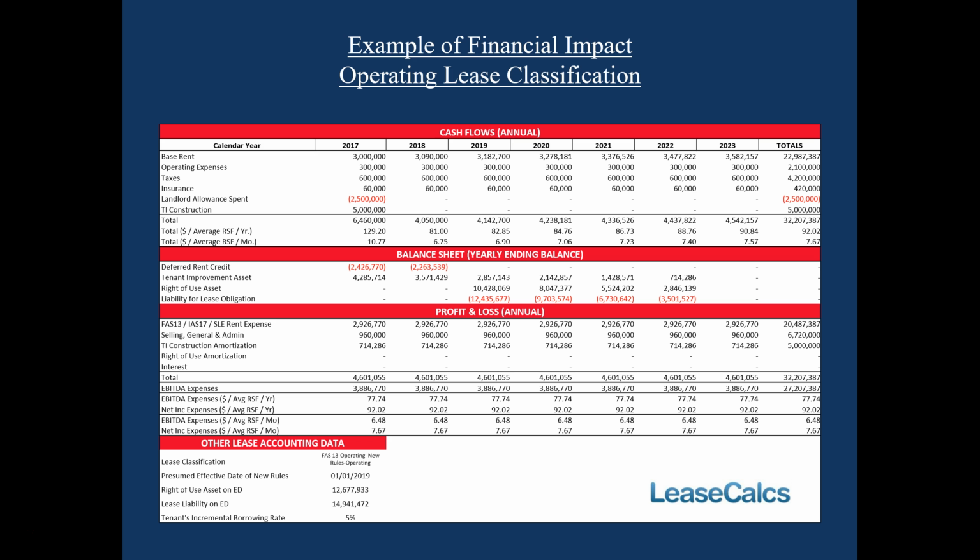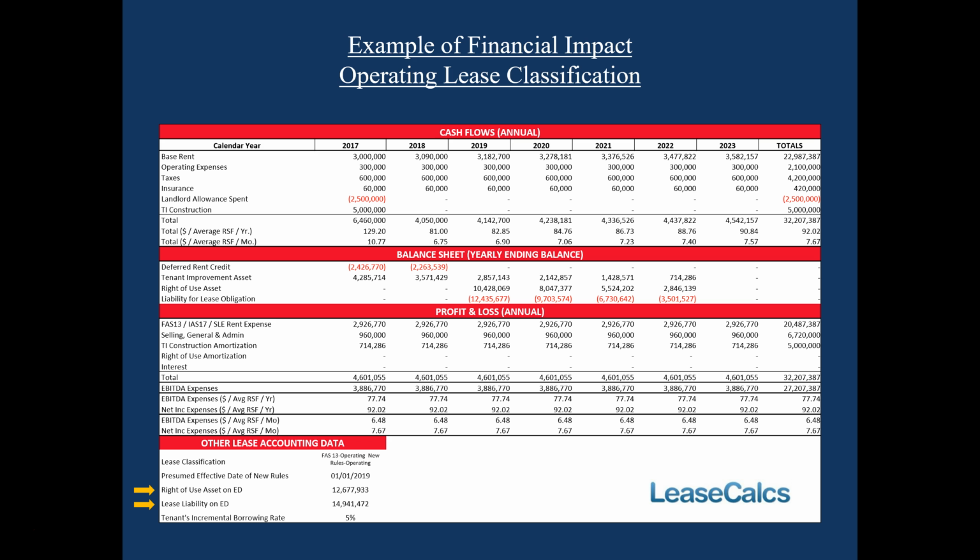The cash flow section at the top, the balance sheet directly below that, then the income statement, and in the bottom left section a few other details. You'll also notice in that bottom left section where it says right of use asset on ED and lease liability on ED, shown by the yellow arrows here and here. ED stands for effective date, which refers to when the new rules take effect. The numbers are the balance of the asset and liability on day one.